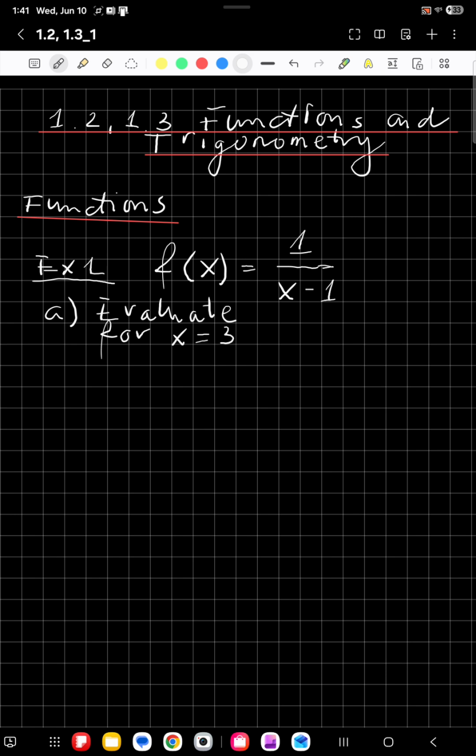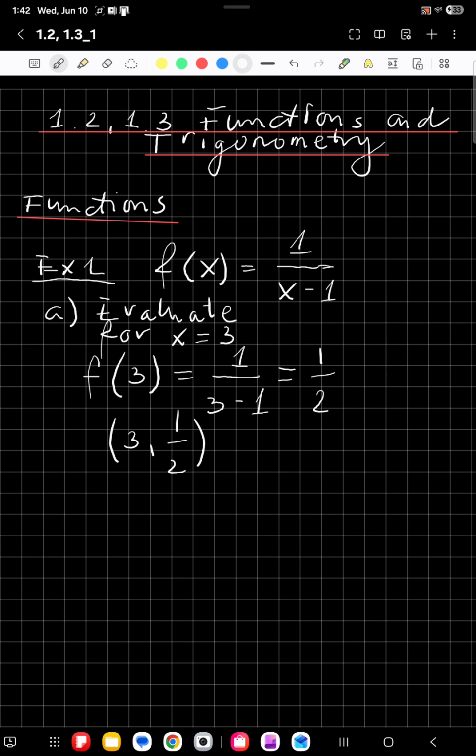Right, so we simply do f of 3, and we plug in, substitute 3 for x in the function. So we go 1 over 3 minus 1. Right, so that 3 replaced x in the function. So we get half, 1 over 2. Right, so now we have a point, and that point would be 3 comma half, and that point is on the graph. And we just checked it, we just calculated it, and it's on the graph.